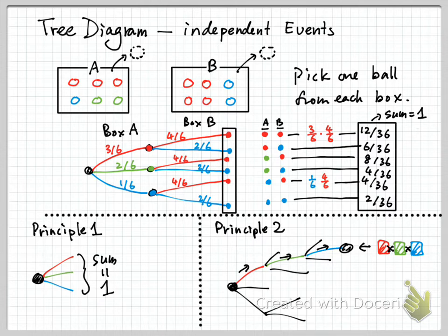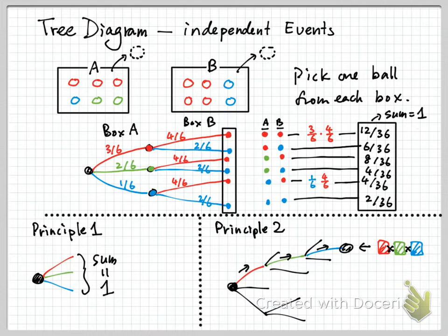When you make the tree diagram, make sure you follow this construction. Number 1, all the branches coming out from the same node, the sum of the probabilities must be 1. And the same principle applies on the far right: if you add up the probability of all the final events, they should equal 1. Secondly, the endpoint probability is the product of all the branches multiplied together that lead to that event.